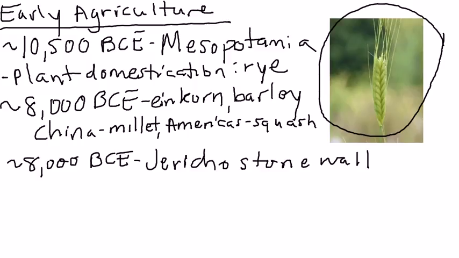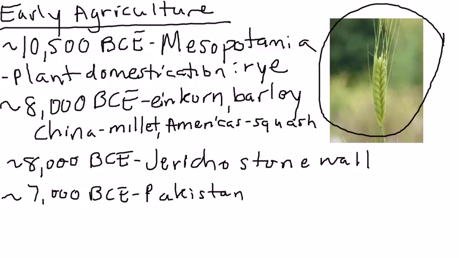Pigs, and especially cattle, were domesticated about 7,000 BCE in present-day Pakistan. And they were used to cultivate wheat, barley, and legumes.